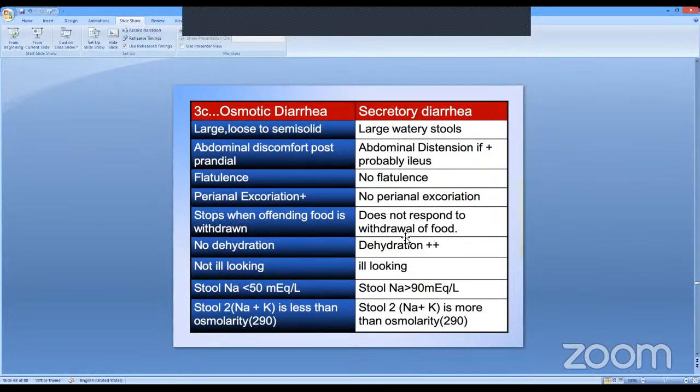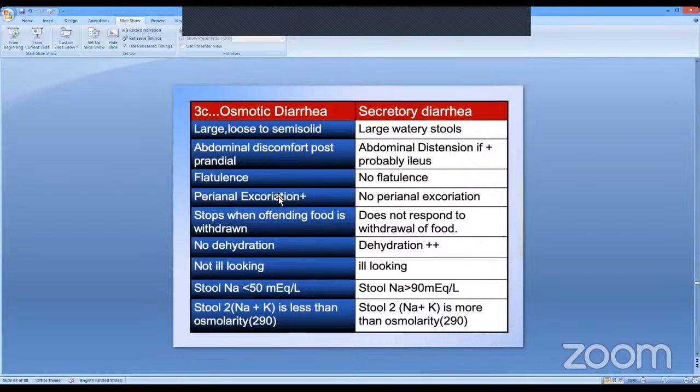Now you differentiate whether it is an osmotic diarrhea or secretory diarrhea. Osmotic diarrhea means large, loose to semi-solid stool. Secretory diarrhea, large, watery, so a huge amount of water is coming out. Abdominal discomfort, postprandial, you think of lactose intolerance. It is osmotic diarrhea. Abdominal distension, only if there is paralytic ileus, we will get abdominal distension, otherwise not. Flatulence, osmotic diarrhea. No flatulence, secretory diarrhea.